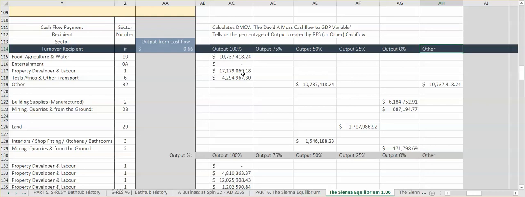How much of everything? I haven't explained this well at all.